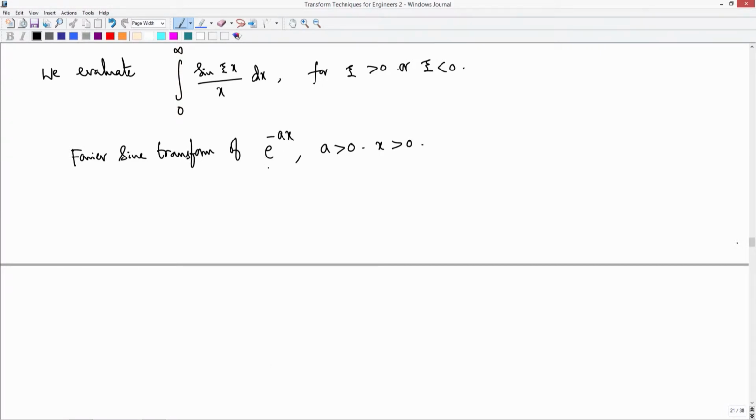Okay. So, it is defined only for one side. So, you choose such a thing. So, you have the Fourier sine transform of e power minus ax of xi. This is a function of xi. So, this is equal to root pi by 2, or rather 2 by pi, right. So, what do we get?